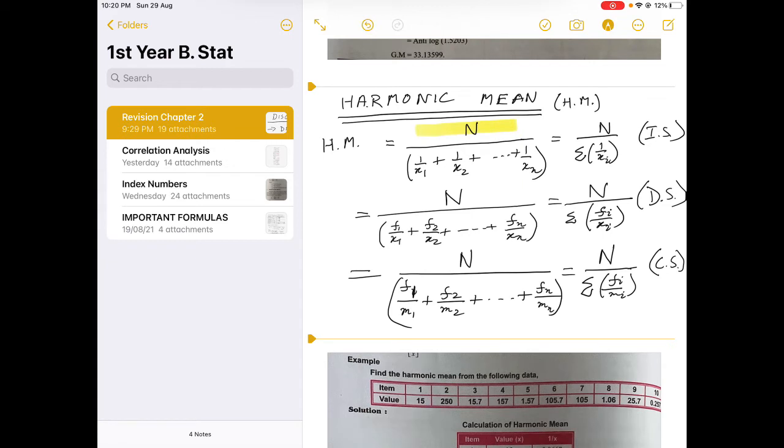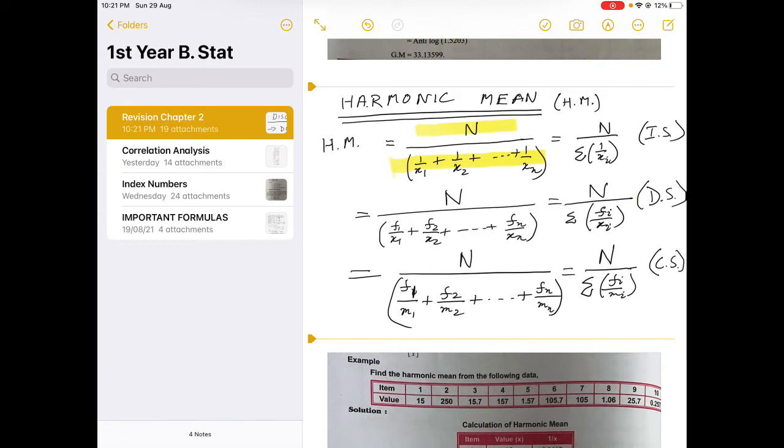So the simple definition of harmonic mean is, for individual series, the total number of observations n divided by 1 by x1 plus 1 by x2 plus dot dot dot till 1 by xn. So this is basically the reciprocal of the values being added together in the denominator, and then we divide the total number of observations by that value.